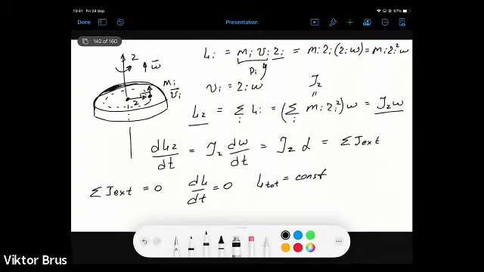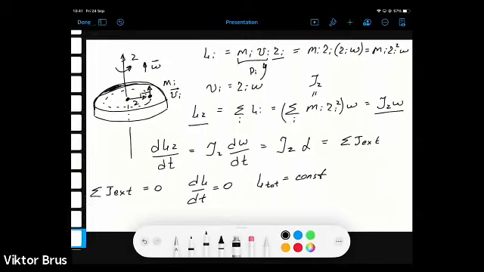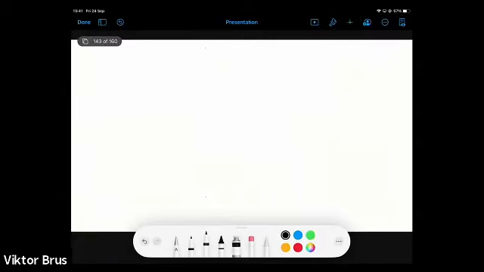For instance, let us consider some case. It's quite a classical example, but we'll highlight how this can be used in life. So we know that L is equal to I times omega. Angular momentum is equal to the product of moment of inertia times angular velocity.